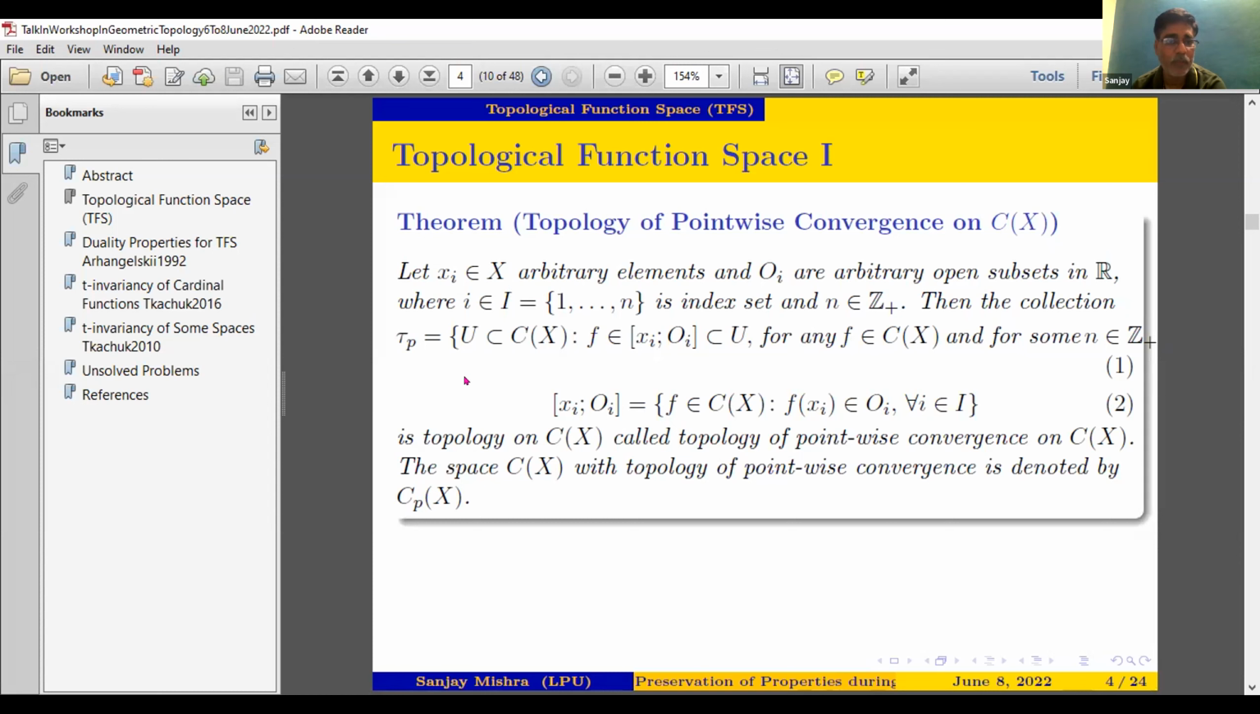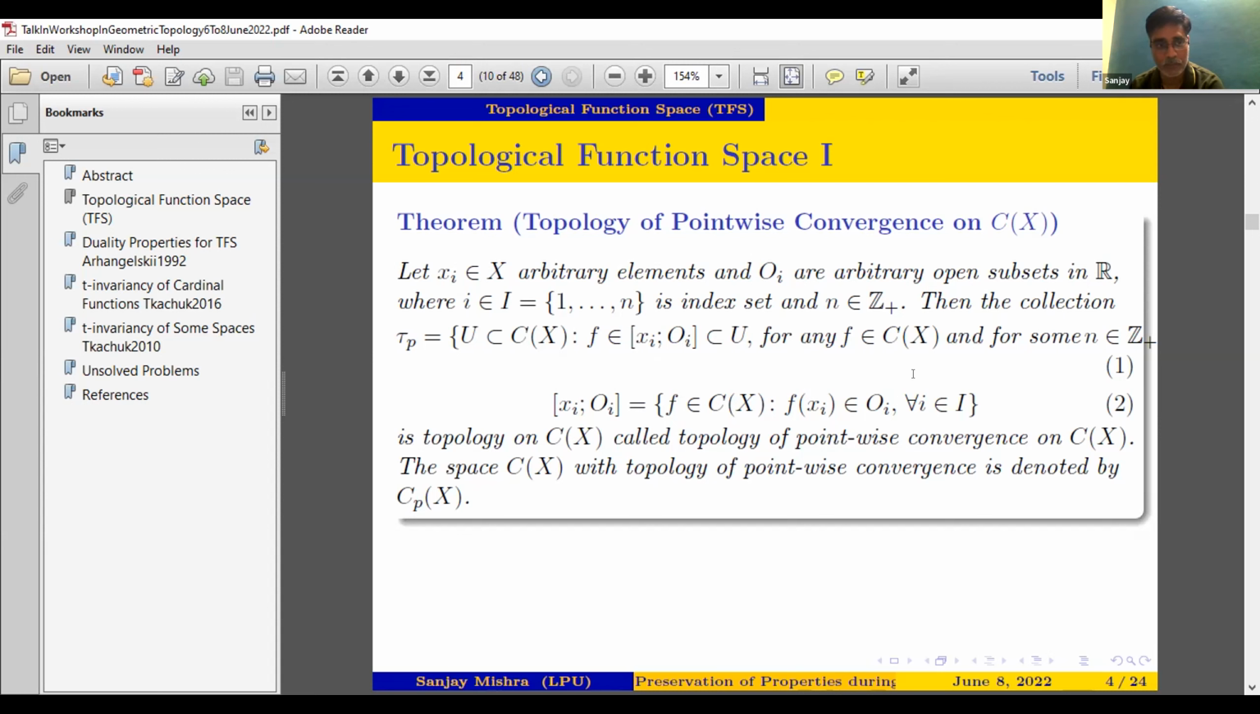Then the collection tau_p is a collection of elements U of C(X) which hold these conditions, where [x_i, Y] is the set made by the elements of C(X), that is, functions f that hold f(x_i) belongs to Y. So this collection is called the topology of pointwise convergence on C(X). And we will denote C(X) with the topology of pointwise convergence by C_p(X). Here p denotes the topology of pointwise convergence.